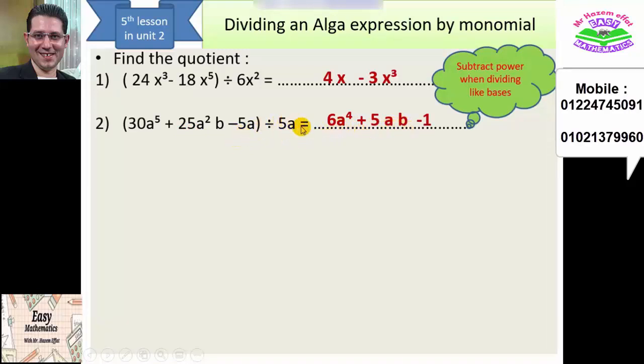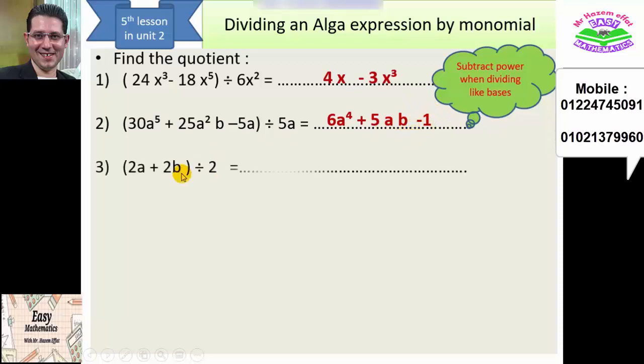Negative 5a divided by 5a equals negative 1. Why? Because negative 5 divided by 5 equals negative 1, and a divided by a equals a^0, so we can cancel it. And don't forget to write negative 1 in this case. When we don't have any letters or symbols to write, we must write the number. It will equal negative 1. Don't forget to write this number.